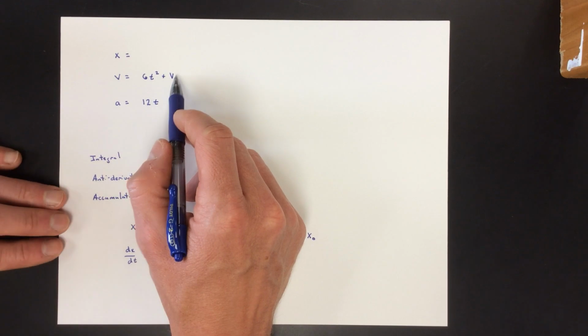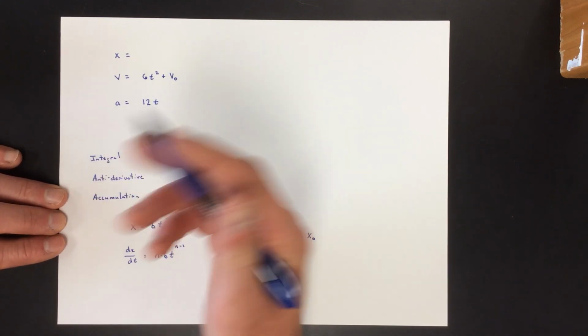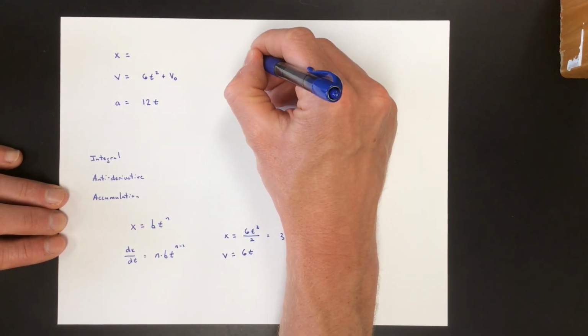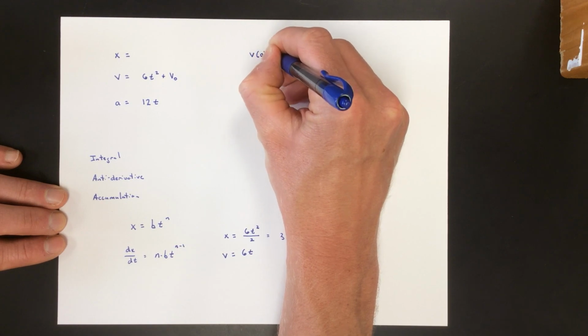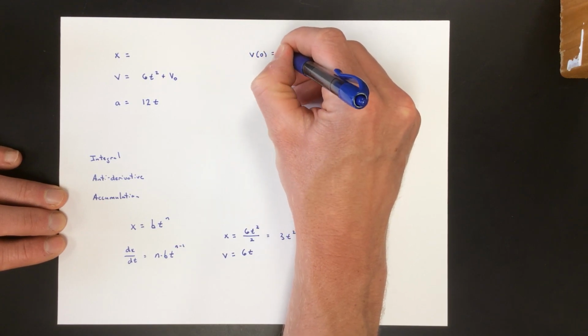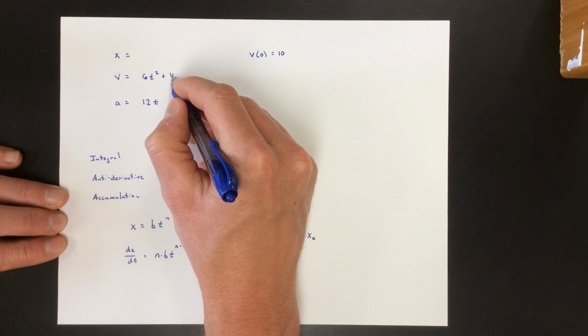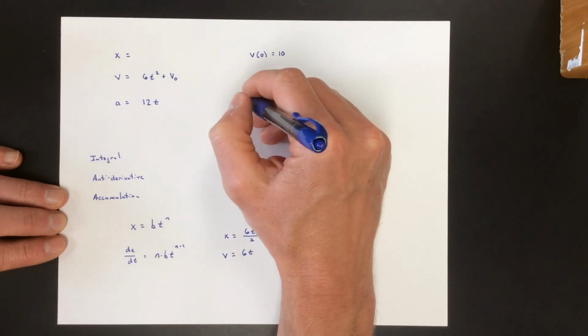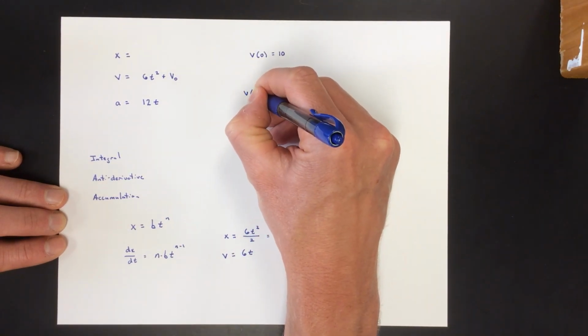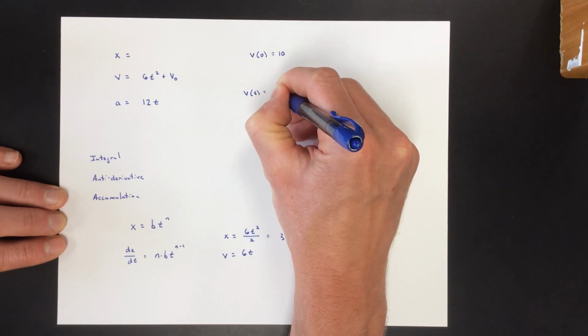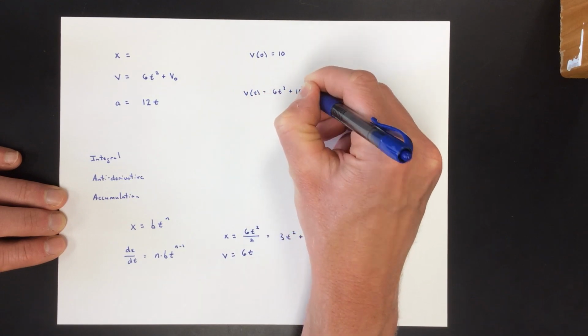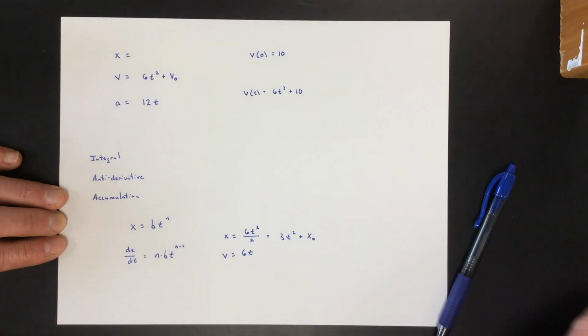Now, what if v naught is 0? We'll find that's just a 0 there, but if v naught was something. So over here they might give you, what if v of 0 is 10? Okay, so then they're telling you this number is 10. So now you actually know that the velocity function is 6t squared plus 10. Okay, now go one more step.